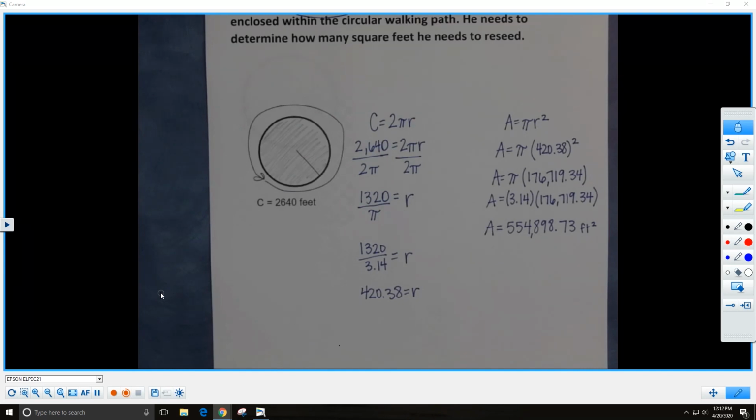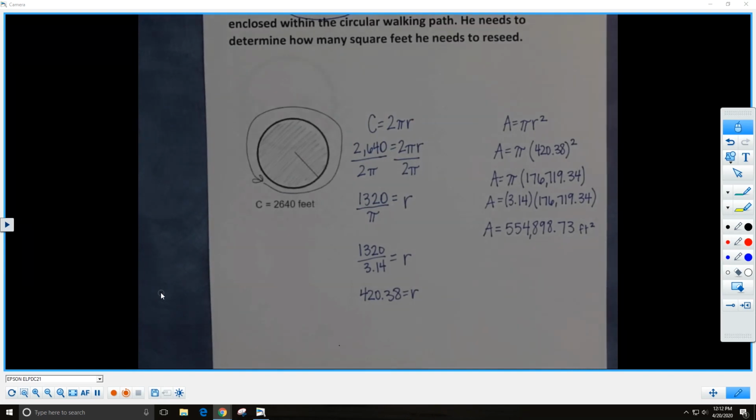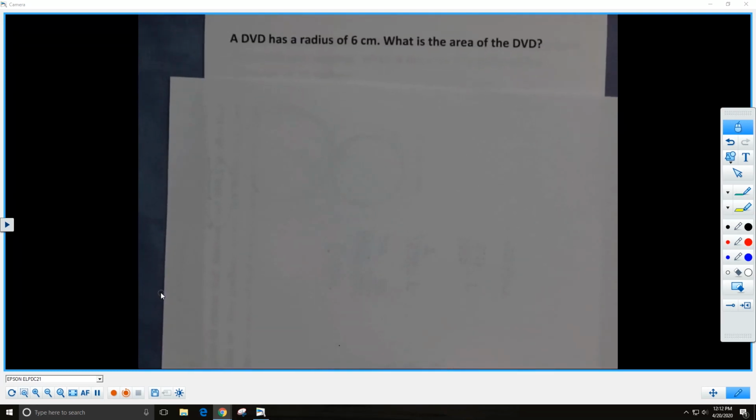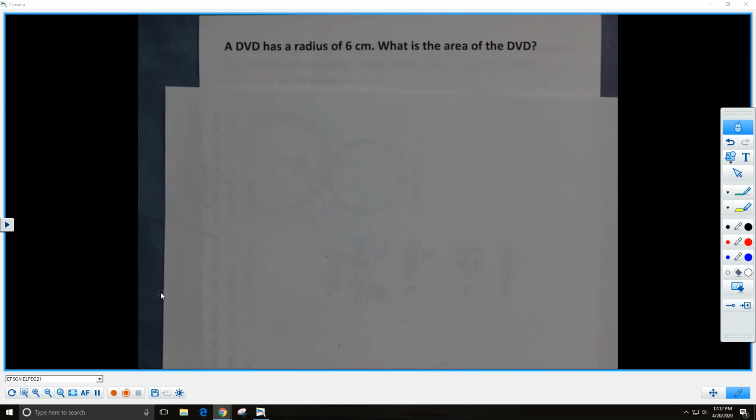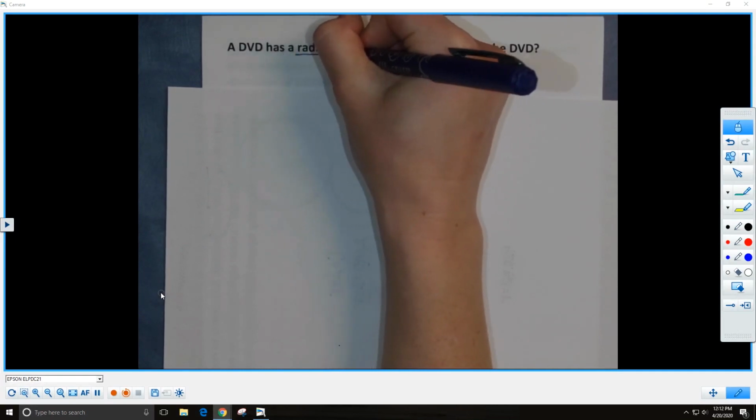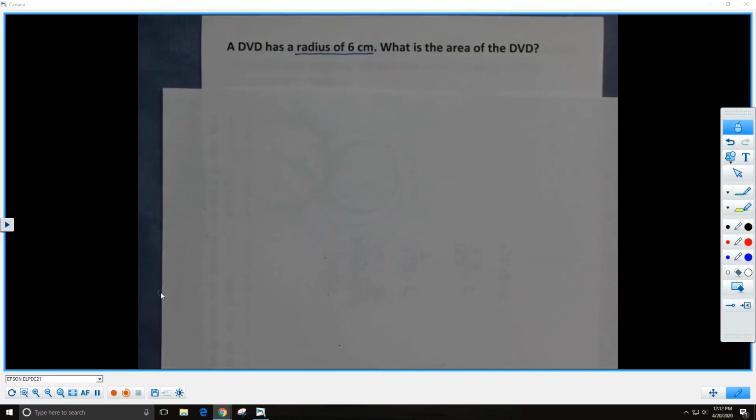Now we're going to practice what we've learned. Okay, so let's think about this problem. A DVD has a radius of 6 centimeters. What is the area of the DVD? Well, what do we know? Right, we know the radius, and we're trying to find the area.